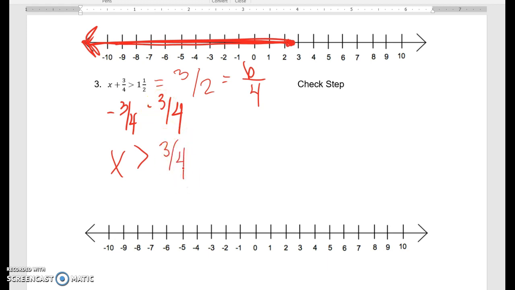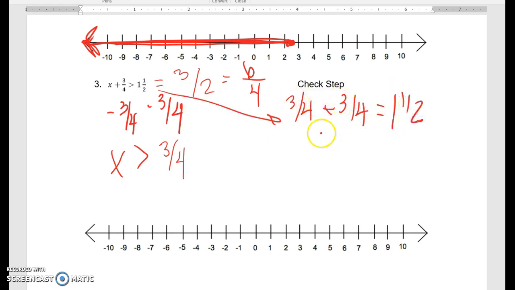So whenever you don't have the same denominator, you have to make one. Or if it's a mixed number, always make it to an improper fraction. Okay, let's check our set. So we have 3/4. I'm rewriting this equation. Plus 3/4 equals 1 and 1/2. 3 plus 3 is 6.